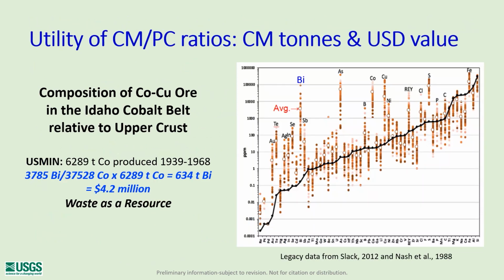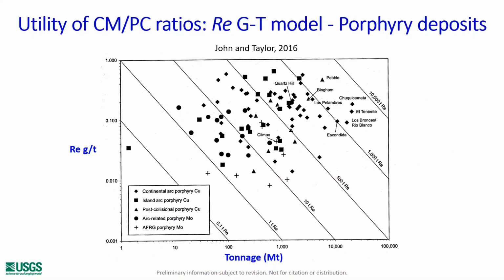This example shows the composition of cobalt copper ore in the Idaho Cobalt Belt. Critical mineral primary commodity ratios were combined with cobalt production to estimate the tons and dollar value of bismuth and other critical minerals in processed mine waste. In such cases, recovery of critical minerals from mine waste could offset the cost of remediation. This example shows how critical mineral primary commodity ratios in concentrates were used to develop grade tonnage models for rhenium and porphyry deposits.